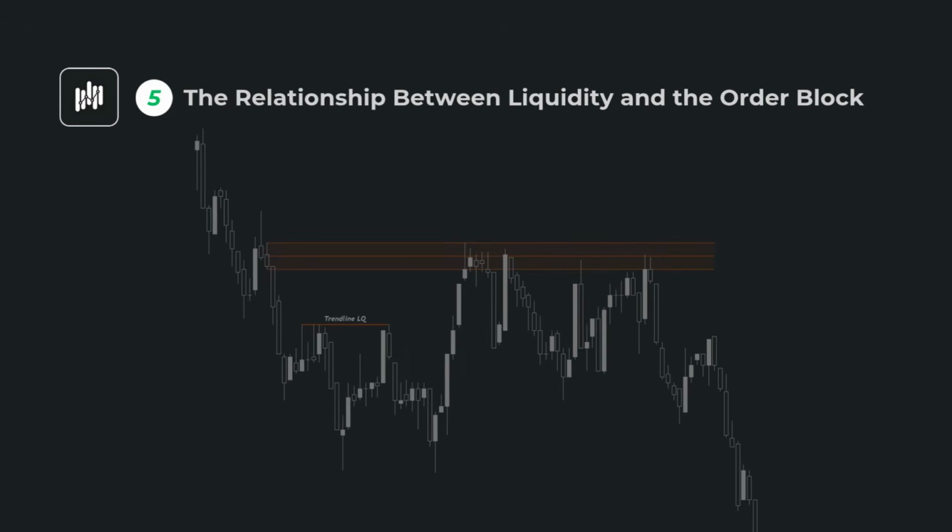Section 5. The relationship between liquidity and order block. One of the most important points in smart money concepts is that the closer the liquidity is to the order block, the stronger the setup becomes. That's because this liquidity is actually the fuel for the move. Price uses it to push itself toward the order block. And usually, that's exactly where the best entry point forms.